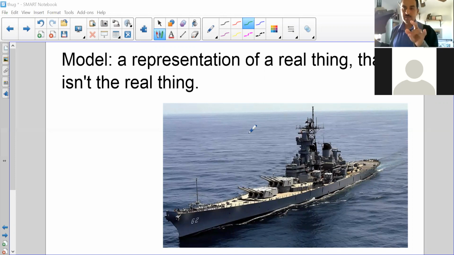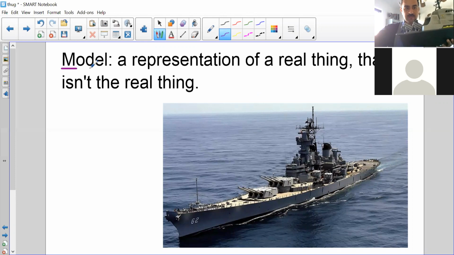So your first vocabulary word I want you to write down is the word model. Okay? A representation of a real thing that isn't the real thing. So all I have right here is a representation of the real battleship that's floating around the Atlantic Ocean or the Pacific Ocean, protecting our country. So I'm going to write down the word model, a representation of a real thing that isn't the real thing.